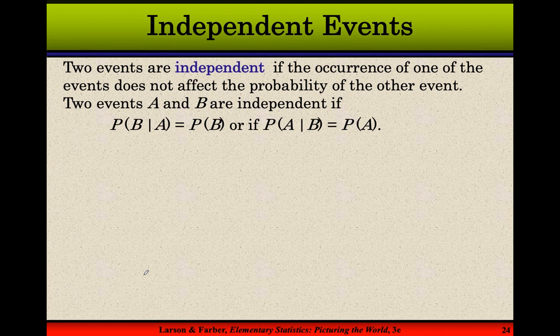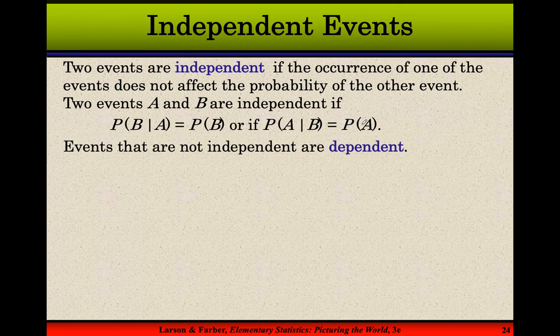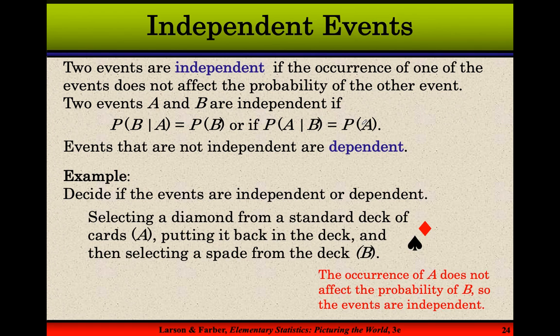So there's a formula here. Let's look at this formula. This says that if the probability of B given A is equal to the probability of B, or if we switch the letters around, we can say if the probability of A given B is equal to the probability of A, then we know those two events are independent. Now, what does independent mean? Well, let's look at some examples.